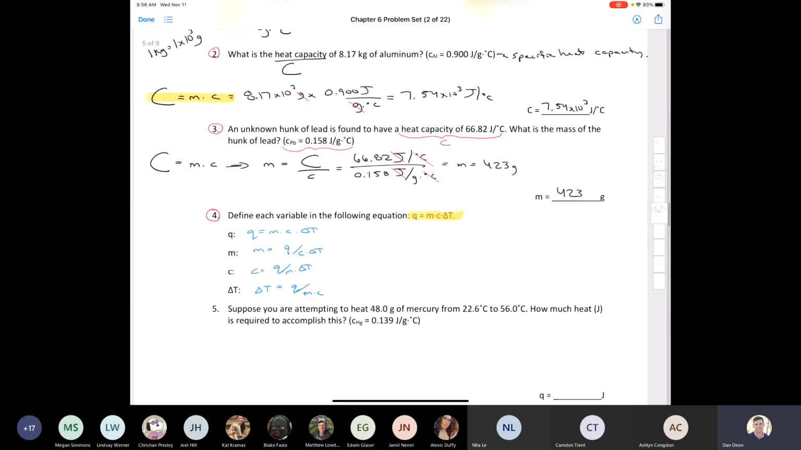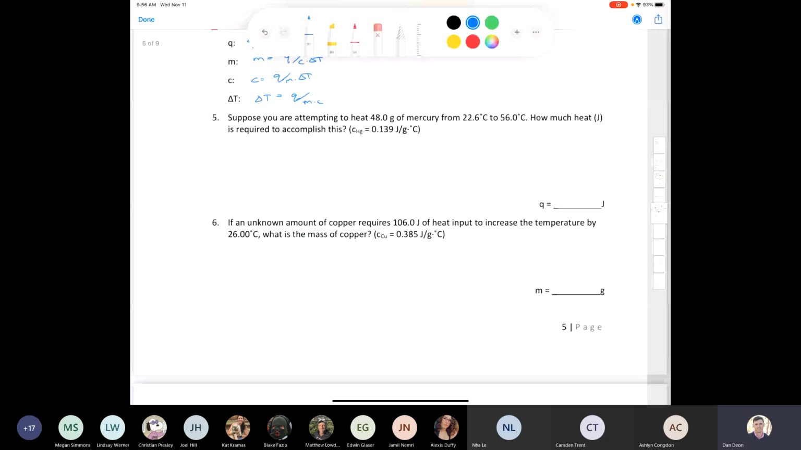All right, let's take a look at another problem. This is question number 5. It says, suppose you are attempting to heat 48.0 grams of mercury from 22.6 to 56 degrees Celsius. How much heat is required to accomplish this? And they give you the specific heat capacity of mercury.